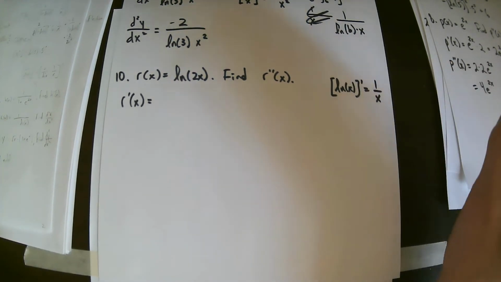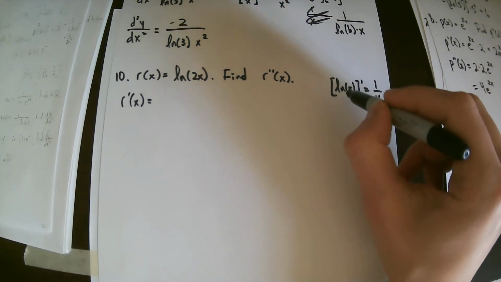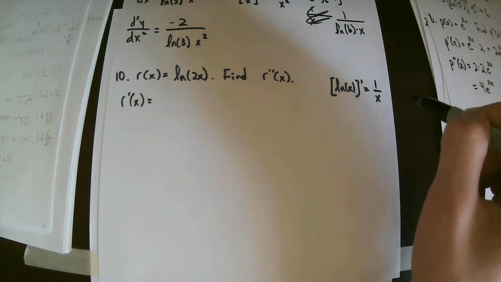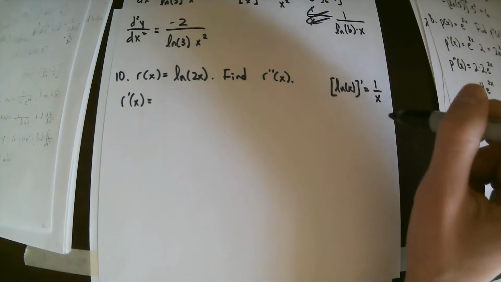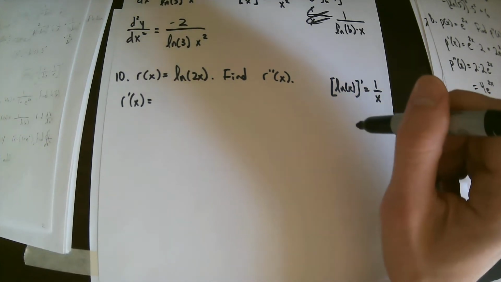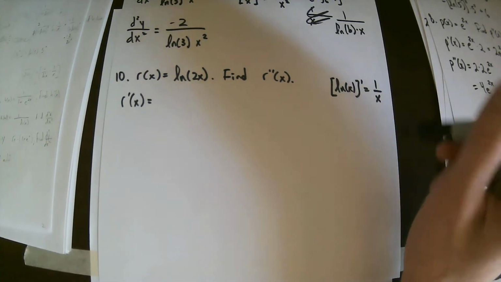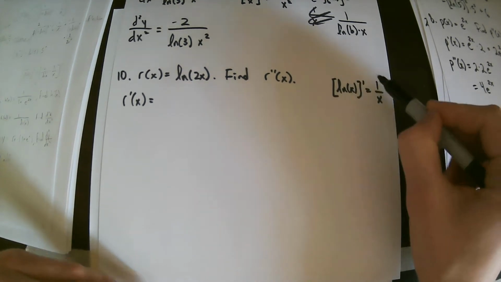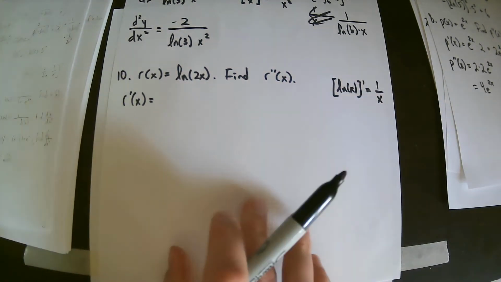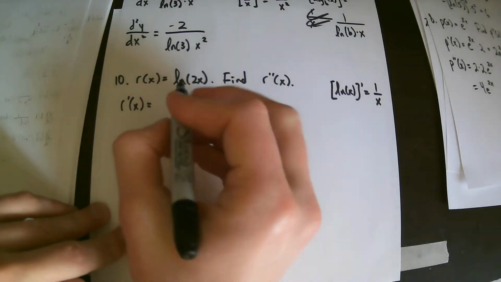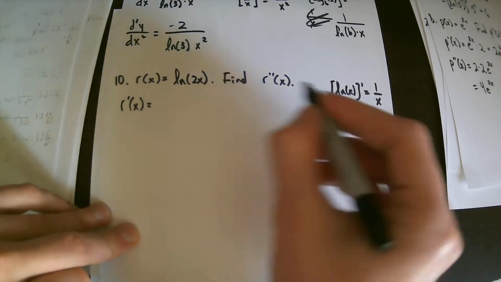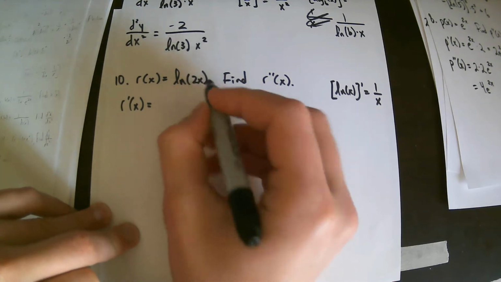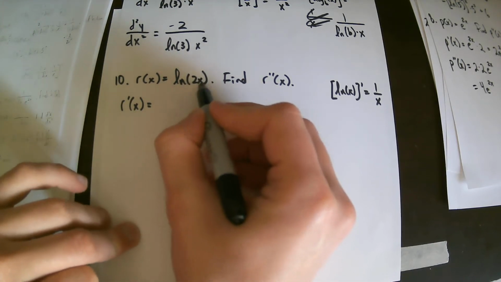Technically, you could argue that it is there because the base of a natural log is e, and ln of e is just 1, so it's technically there, but doesn't need to be written down because this factor will just end up being 1 for this particular logarithm. So the derivative of the natural log is just 1 over x, but we don't have just an x as our input, we have a 2x.